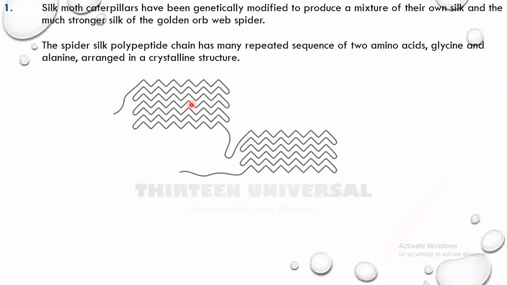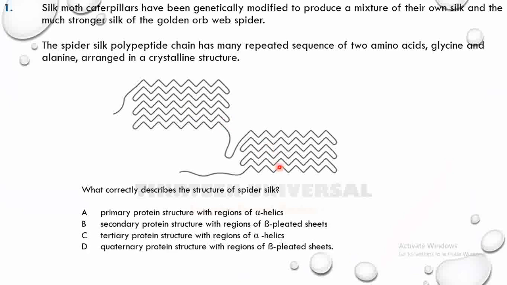It looks like that of diamond, or graphite. This is a biological molecule, right? This is a structure. So what correctly describes the structure of spider silk? Pause the video and try it.